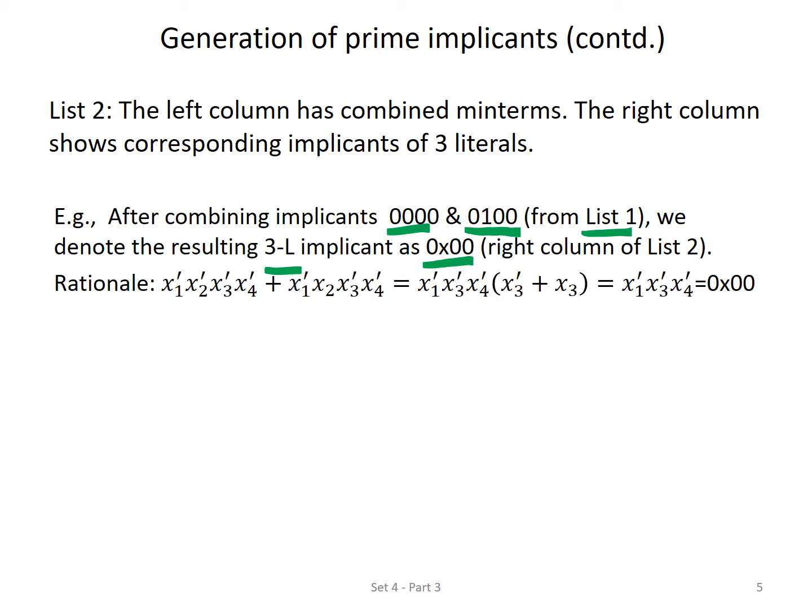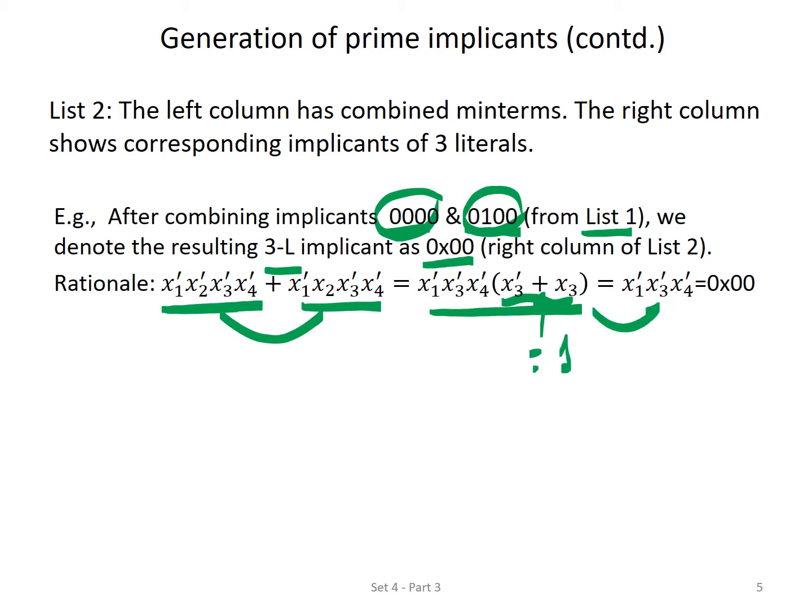And why are we able to do that? That's because this implicant is actually this product term, and this implicant is this product term. We can apply algebraic manipulation and write these two product terms as follows. And with some simplification, the term in the bracket is equal to 1, which leads to this expression. So here 0 indicates x1 prime, then this indicates x3 prime and x4 prime. X indicates the absence of literal x2.